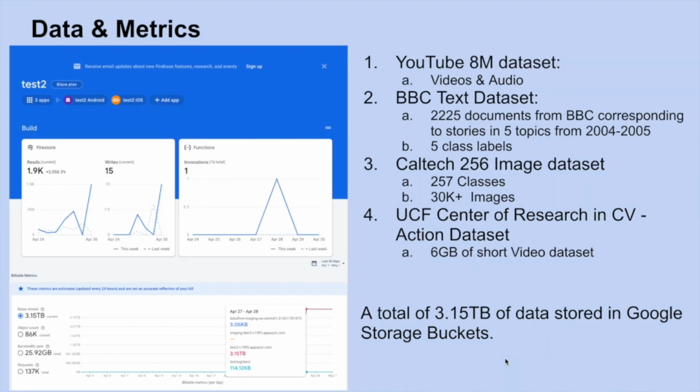Next, we look at the data used for this app. So we have collected the YouTube 8 million dataset, which is a collection of video and audio, the BBC text dataset, which is text data, and the Caltech 256 image dataset, which has 257 classes and 30K images. Then we have a collection of short videos of 6 GB from UCF Center for Research in CV. In total, we have about 3.15 TB of data stored in a Google storage bucket.